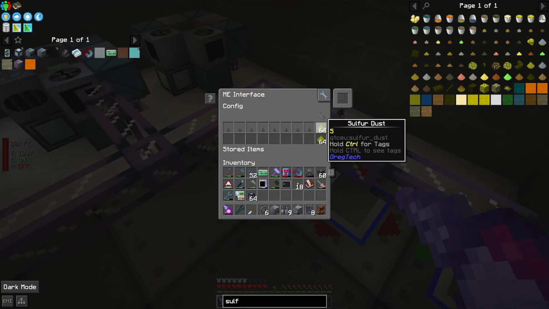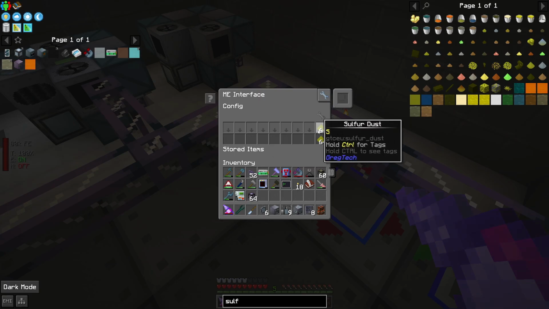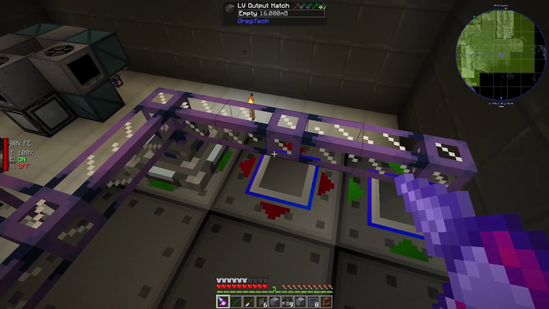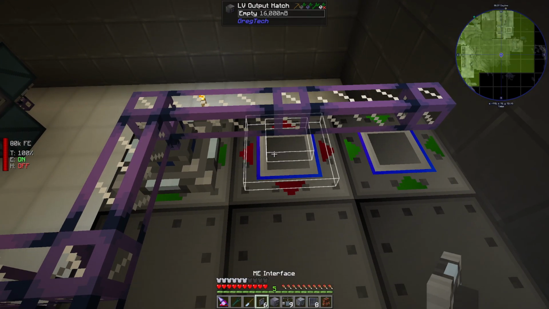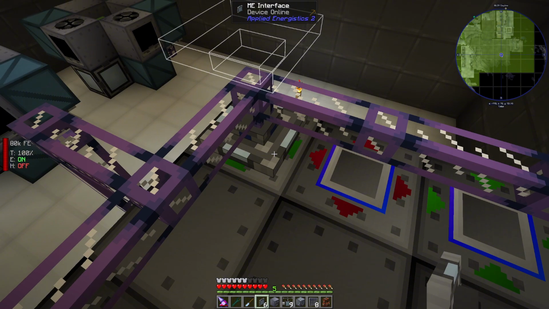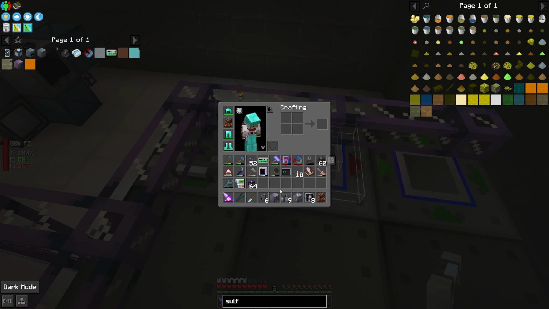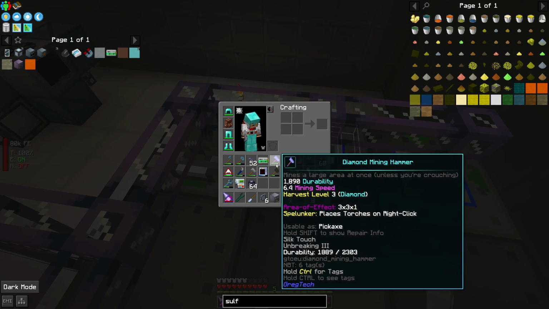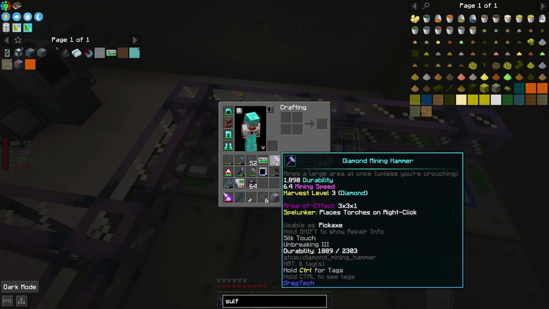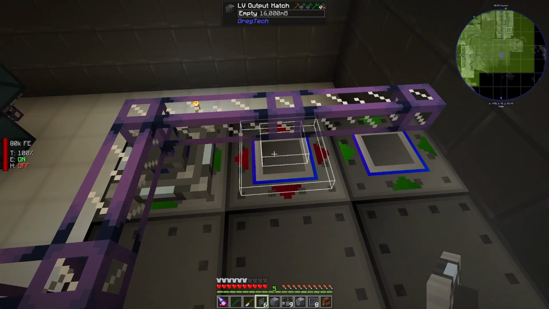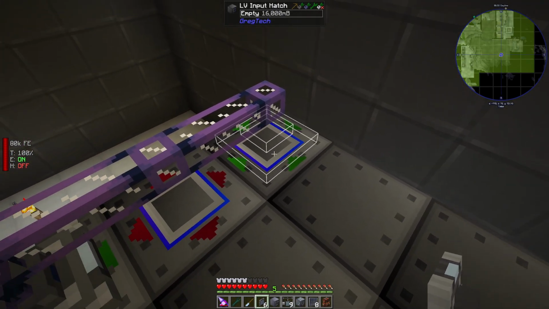So I got sulfur in here, and we got a couple thousand of these actually. And until we get a passive source of sulfur, I've been pretty much just going to the End, silk touching whatever I get with this hammer that I made. It's got silk touch and unbreaking, and just putting it through my ore processing. So that is pretty nice.